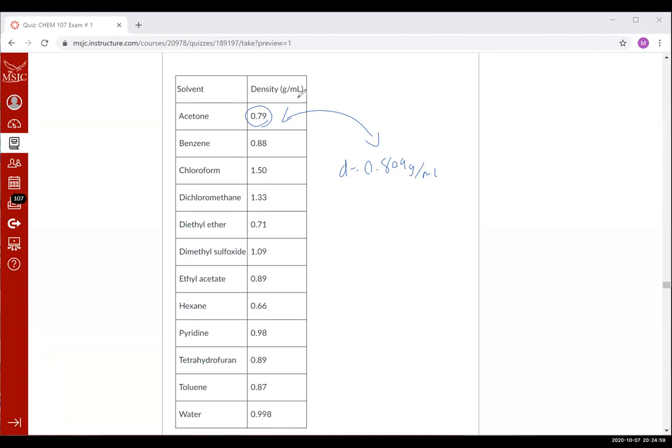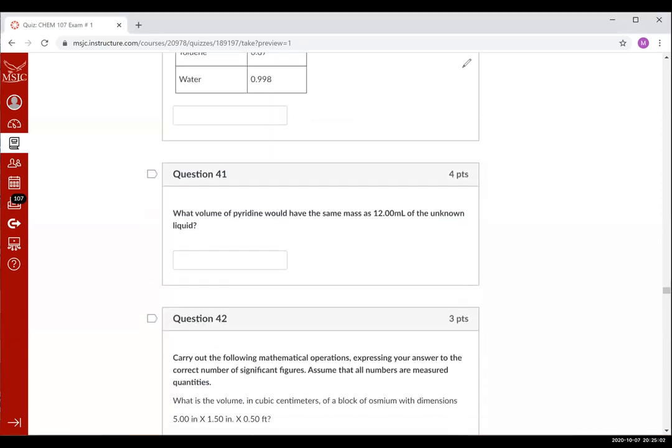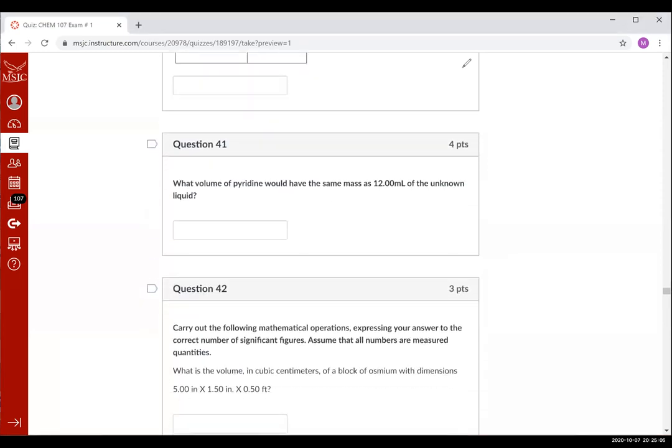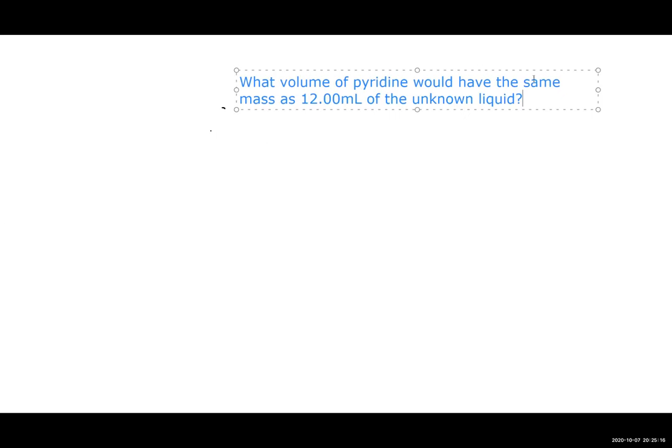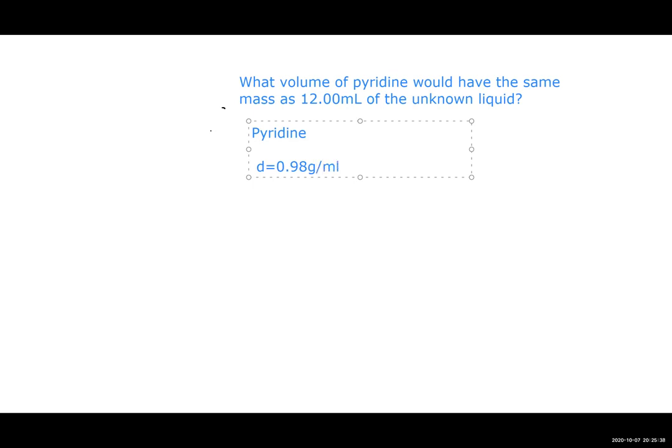Okay, so let's keep going with this. As you see, we're making pretty good progress through this exam. Now we're asked the question in 42, what volume of pyridine would have the same mass as 12 liters of the unknown liquid? Keeping in mind that pyridine has a density of 0.98 gram per mil. So we got that from the table.